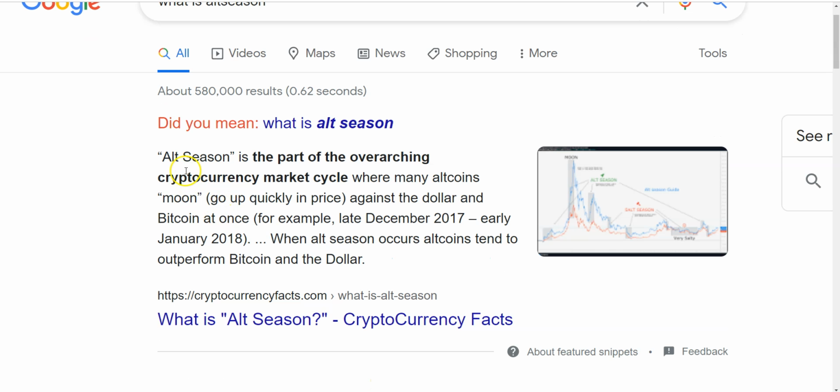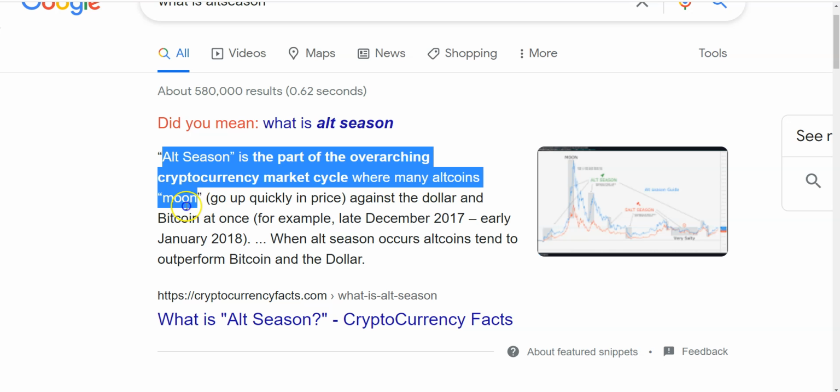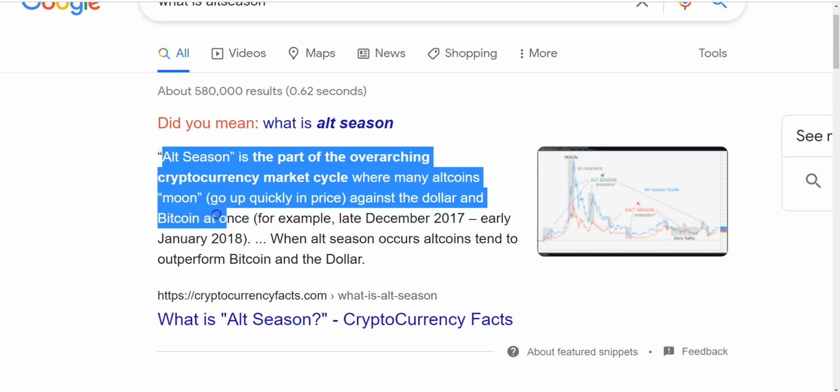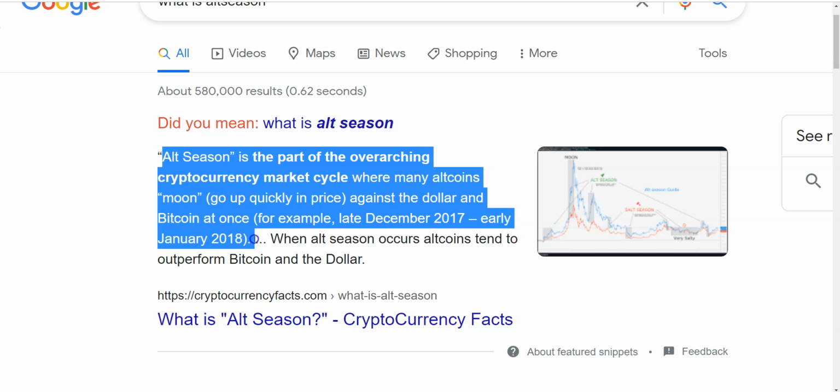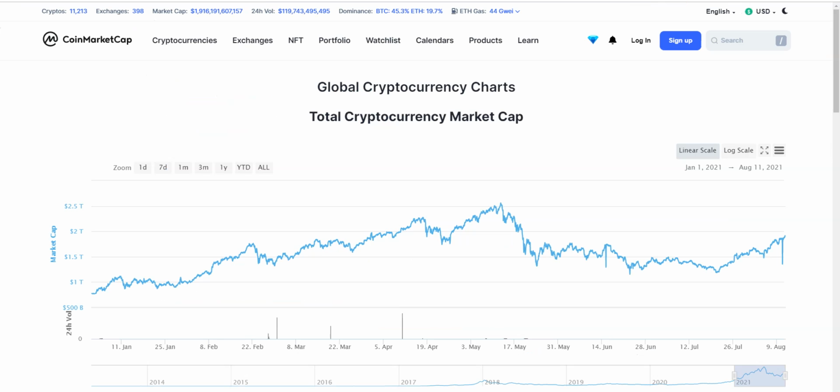There's another definition which is suitable. It says here, alt season is the part of every overarching cryptocurrency market cycle where many altcoins moon, which means to quickly go up in price, against the dollar and Bitcoin at once. For example, in late December 2017 and early January 2018. When alt season occurs, altcoins tend to outperform Bitcoin and the dollar. Okay, let's head back to our macro view.